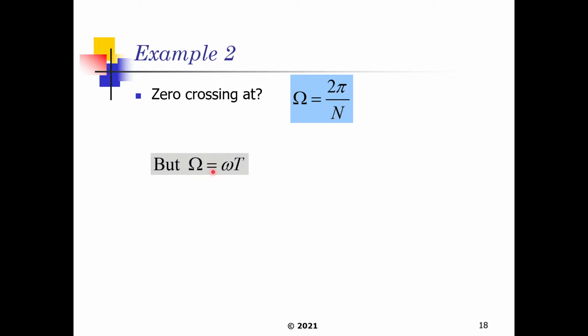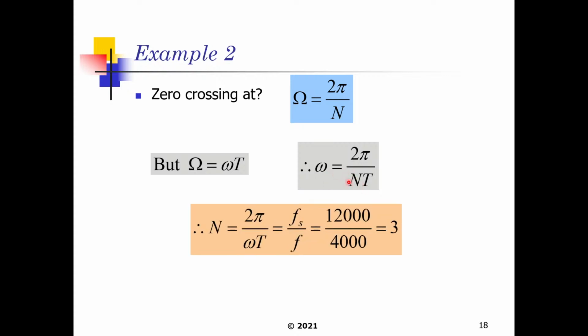Capital omega here is also equal to common omega multiplied by t. So we can rewrite this such that common omega is equal to 2 pi divided by nt by doing this substitution. We can then rearrange this formula to make n the subject of the formula so we can solve it.